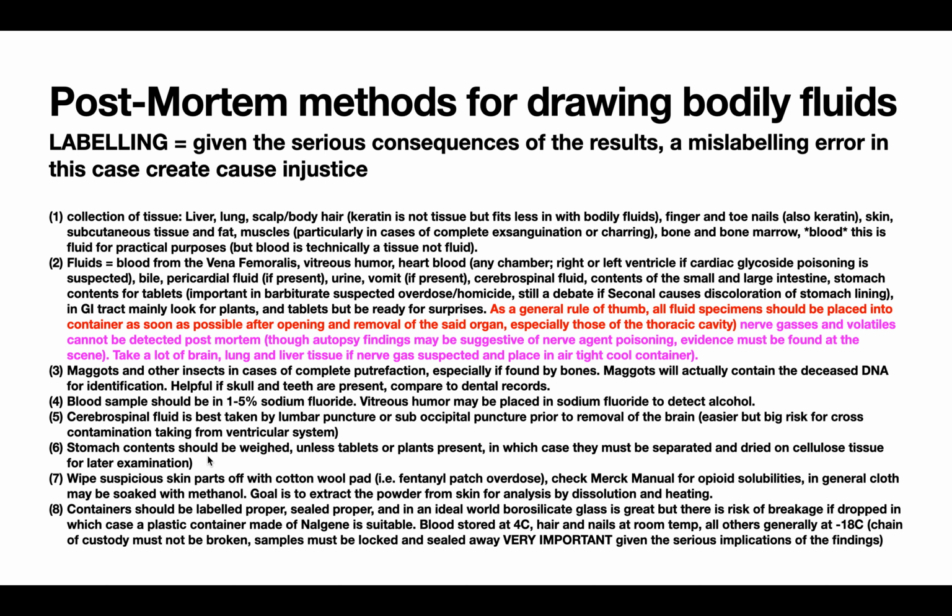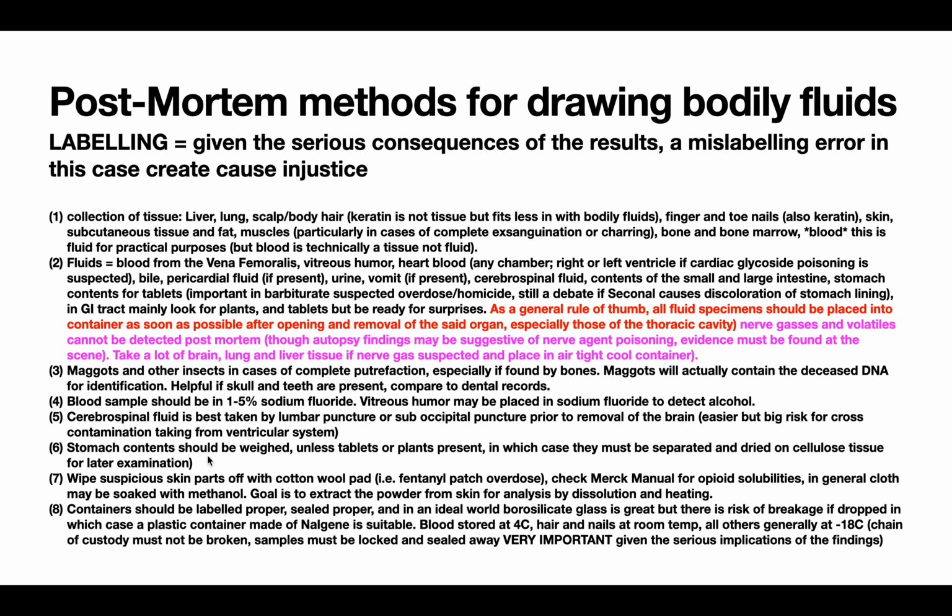It can, in a court of law, if there's a break in the chain of custody, it can cause very serious problems. Store the blood at 4 degrees Celsius, hair and nails at room temp, and all other tissue and organs generally negative 18 degrees Celsius. Again, they have to be locked and sealed.